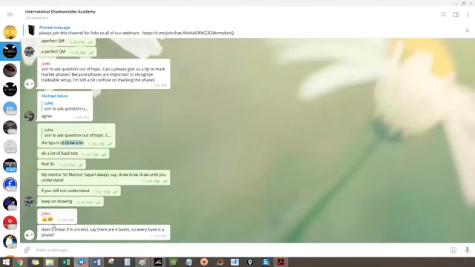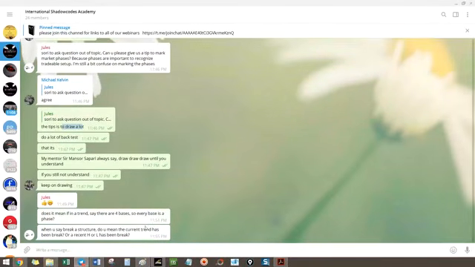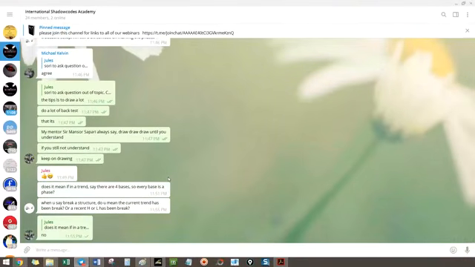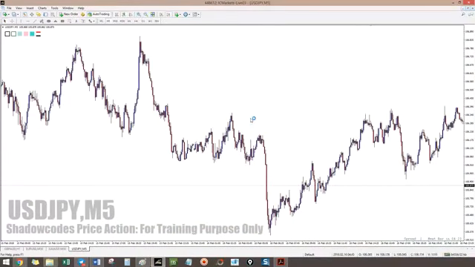Does it mean if in a trend, say there are 4 bases, every base is a phase? No, not every base is a phase, but if you see consolidation in a smaller time frame, for example, like this on M5, you will see something like 1, a 2, and a 3.